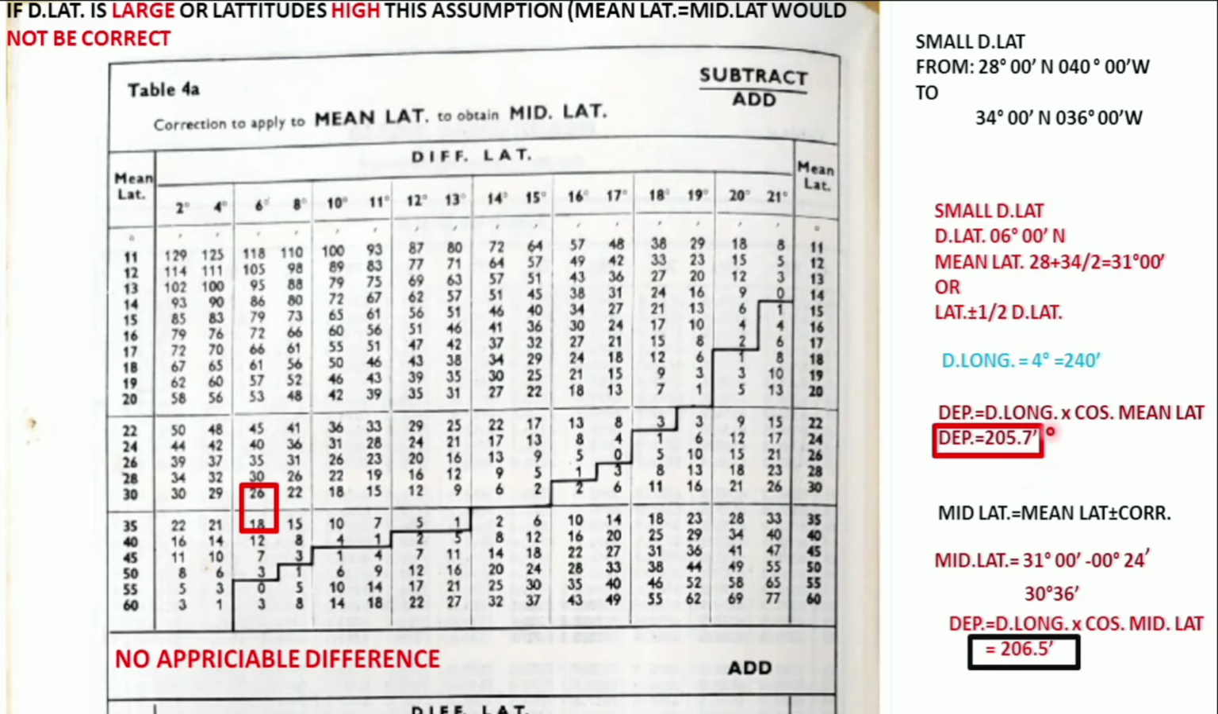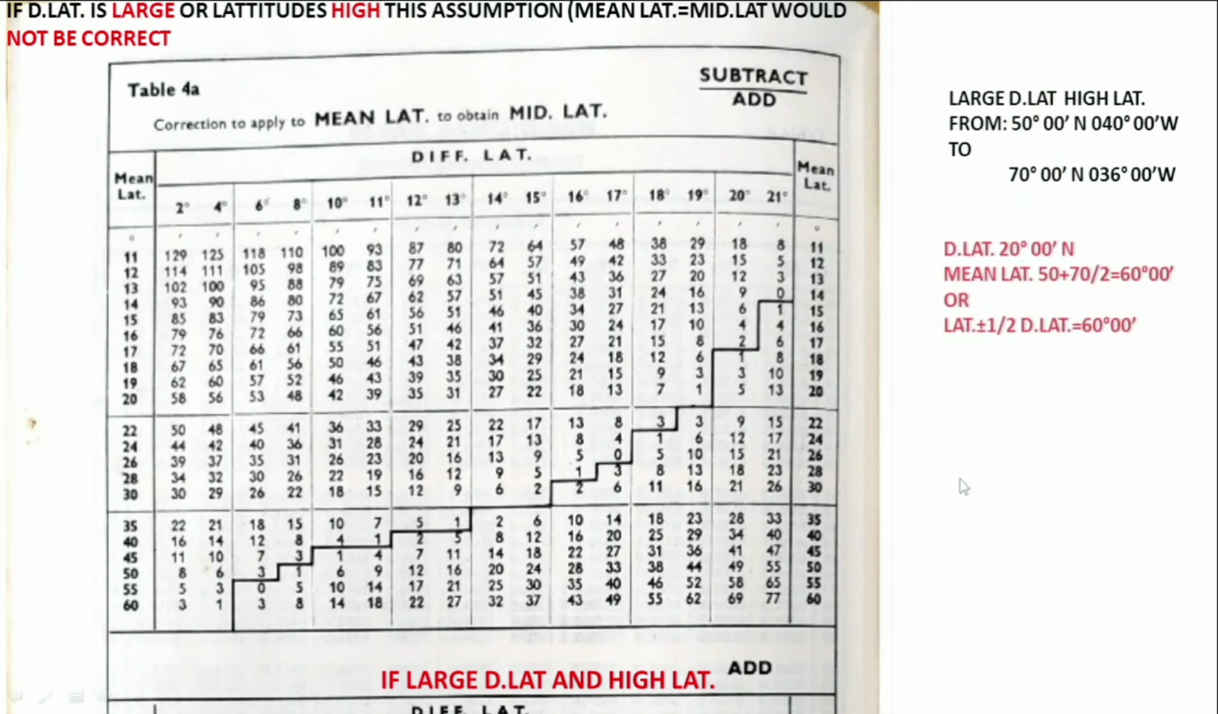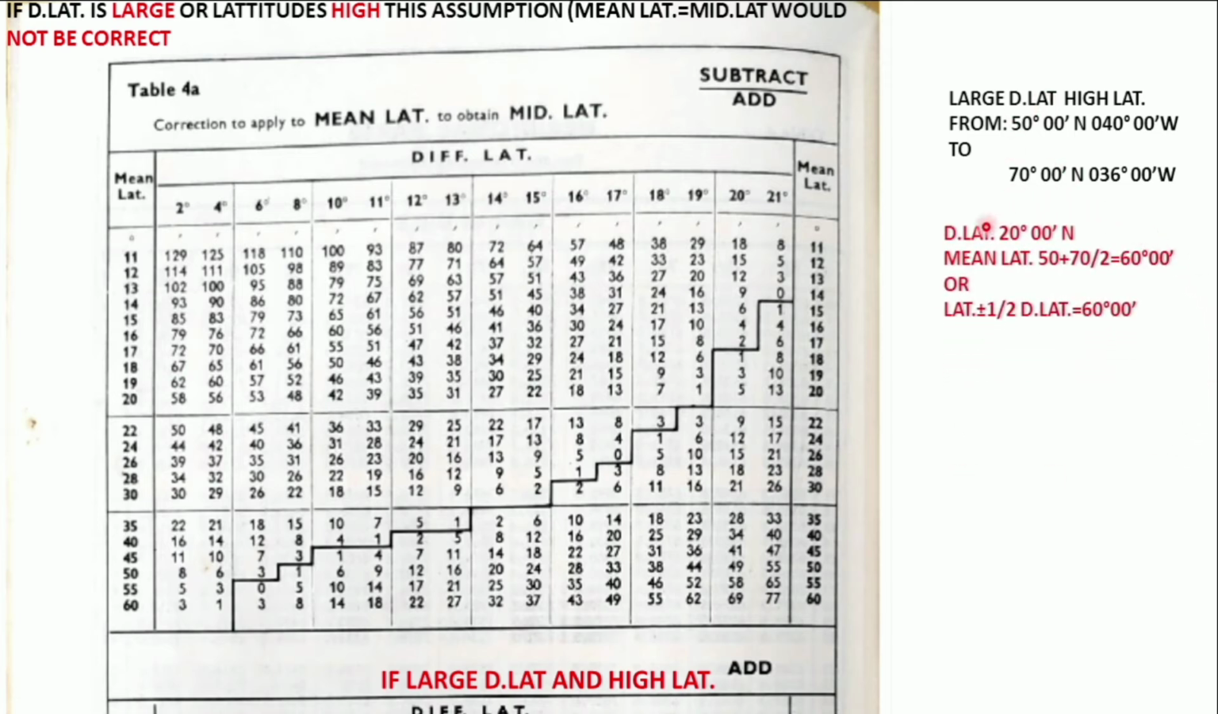Difference is only of about 0.8 miles. But if your D-lat was large, which I'm showing you here in this example, you are on higher latitudes, your D-lat is also high, D-lat is 20 degrees, you are on higher latitudes, and if you calculated your departure with the formula of departure mean latitude, you'll get a departure of 360 miles.